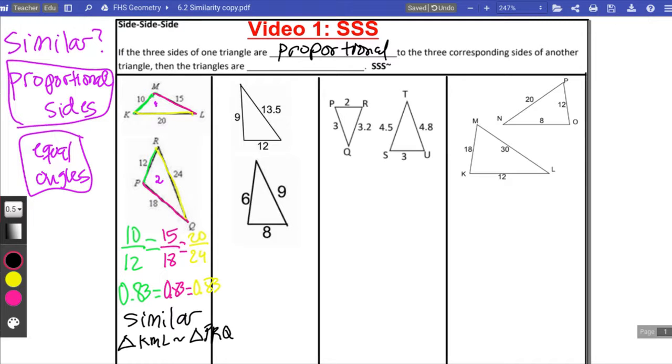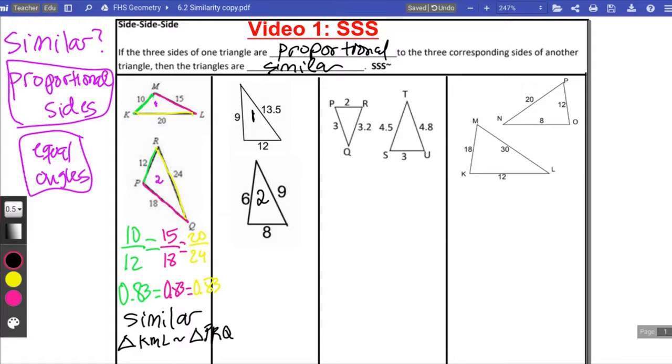And to the corresponding side of the other triangle, and then the angles are similar. Right, that's it. We just focus on the side. Let me do the second one just to make sure we're on the same page. All right, so first let me identify, this is triangle 1, this is triangle 2. You agree with me? All right, cool.